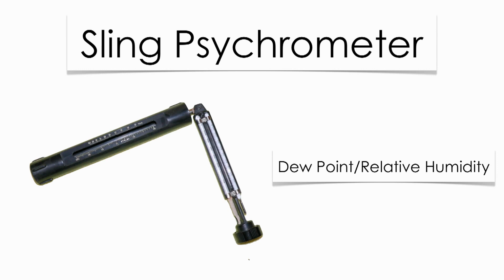You spin the sling psychrometer around. It measures the amount of evaporation in the air. The more evaporation that you have, the drier the air. The less evaporation you have, the more humid the air. And that's going to tell us a little bit about the moisture in the atmosphere. Dew point's a degree Celsius. Relative humidity is a percentage.